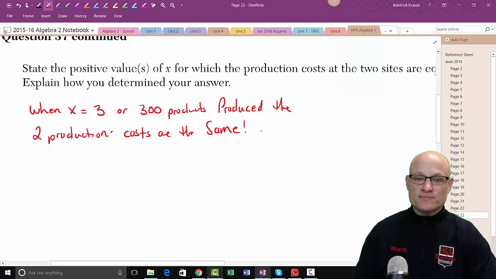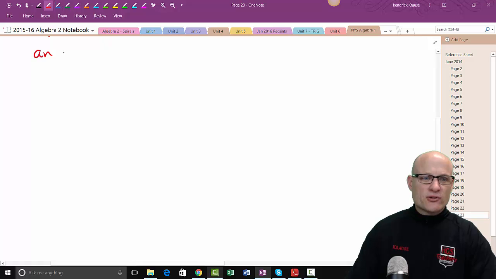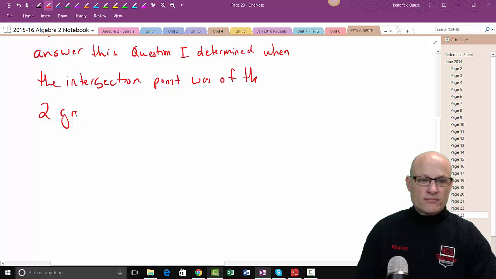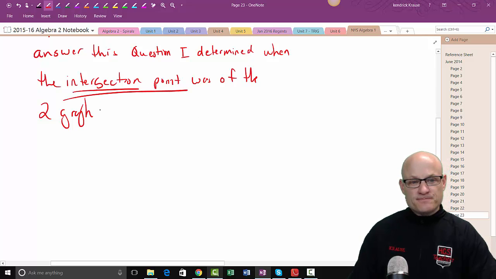Now, I've answered part of the question. It said, explain how you determined your answer. To answer this question, I determined where the intersection point was of the 2 graphs. This is what they're looking for, that intersection point. That's it. Done.